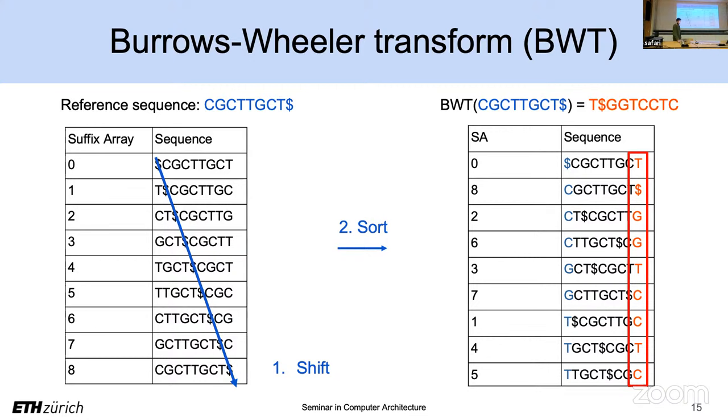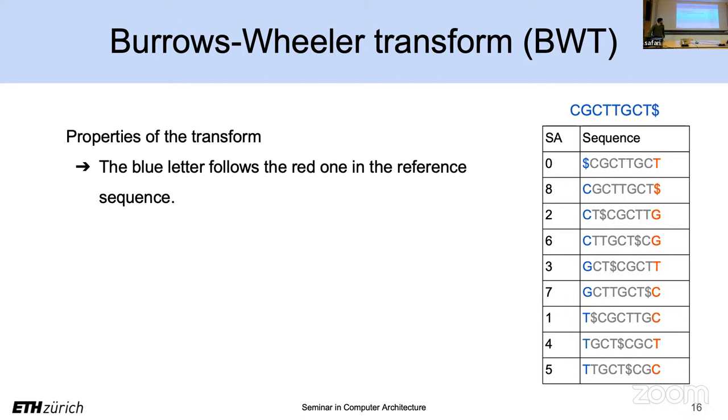Before we can align sequences with that, I wanted to tell you about two properties. The first one, I'll do by example. Look at the table here. If you take a blue and a red letter in the same row, the blue letter follows the red one in the original reference sequence. This may be obvious, because of the shifting, it's rotating and so on.